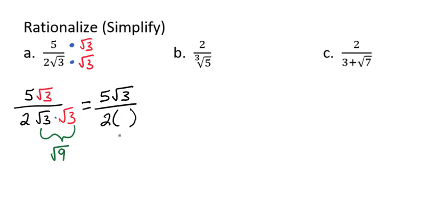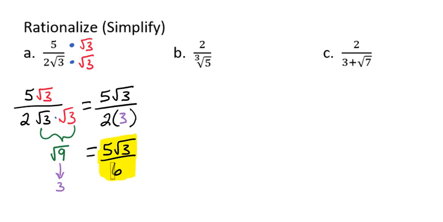And the square root of 9 is 3. So we're going to plug a 3 in there. So that's going to give us 5 times the square root of 3 over 6. And we see that we do not have a radical in our denominator, and everything is simplified, and so we're finished.